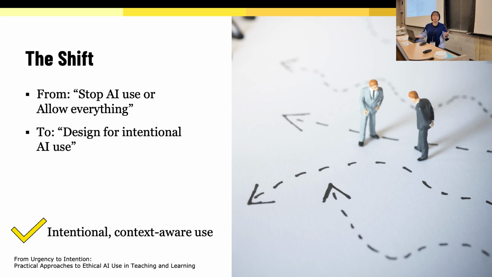What emerged from this work is a shift. Initially, the instinct was to try to stop AI use, but that quickly became difficult to sustain. So the question changed to, how do we design for AI use instead? Because students are already using AI. So the real question becomes, what kind of learning are we designing? We either try to ban everything or allow everything. But most teaching situations don't fit either approach. Instead, we need to make more intentional decisions based on what we're trying to teach.